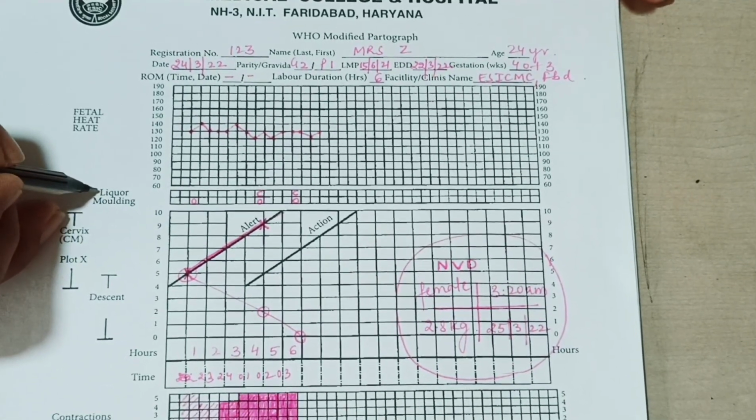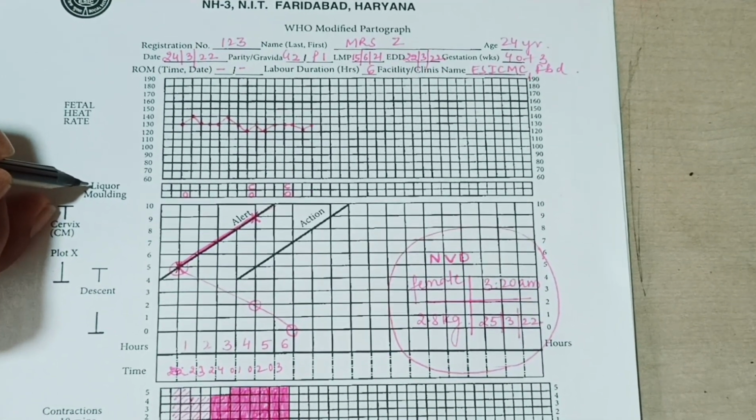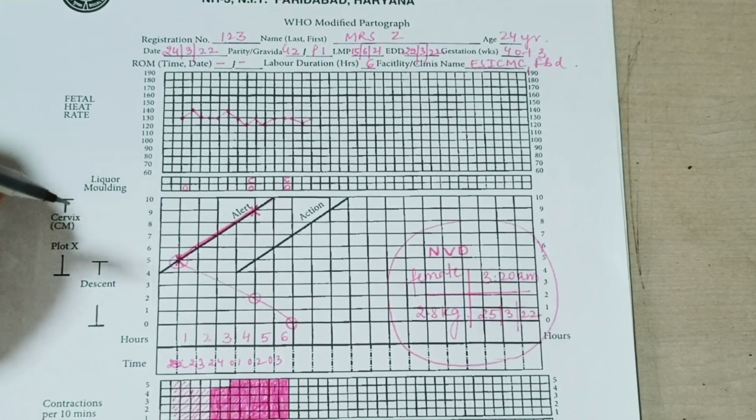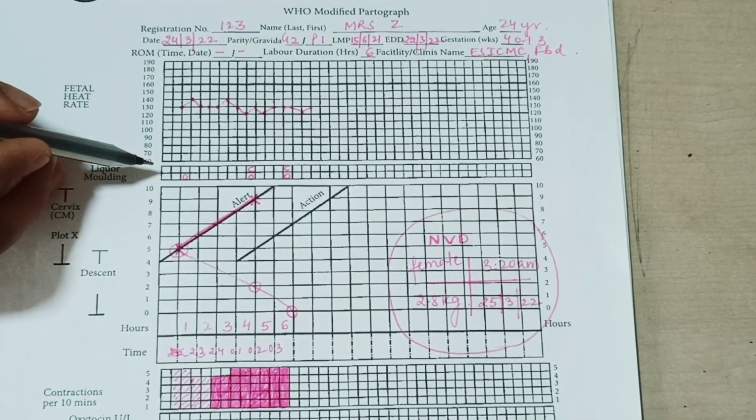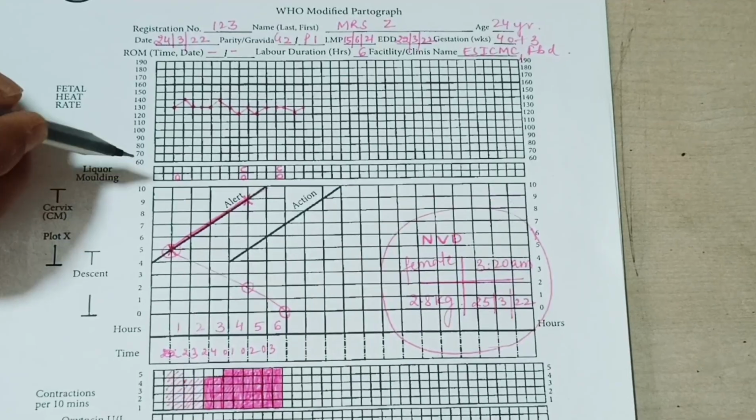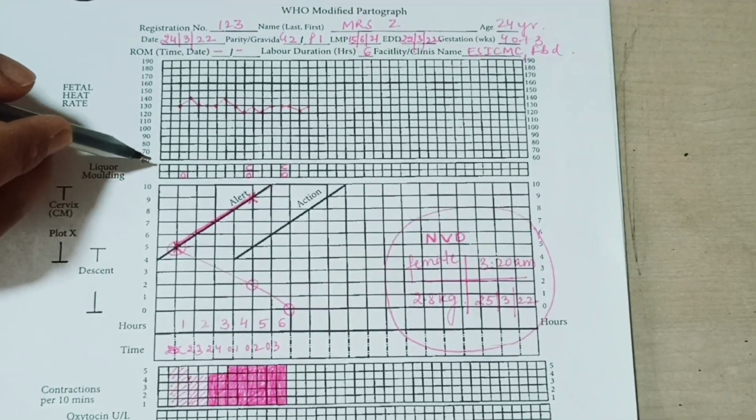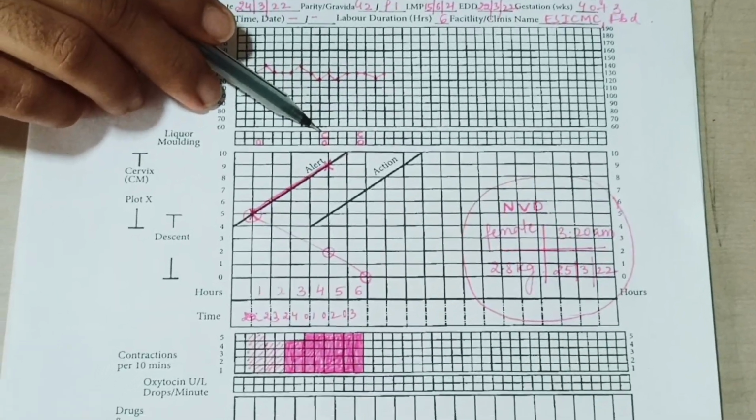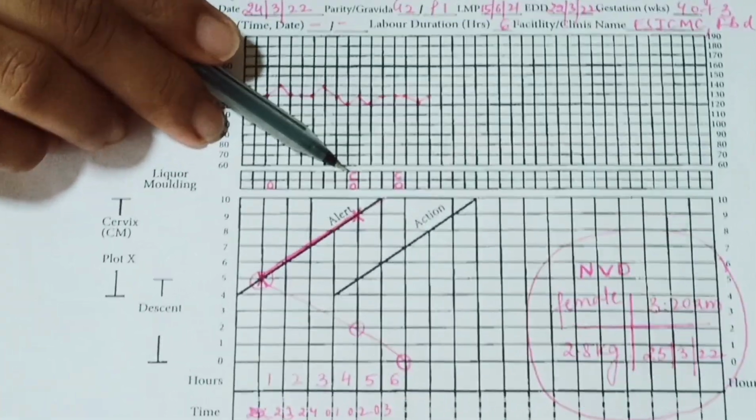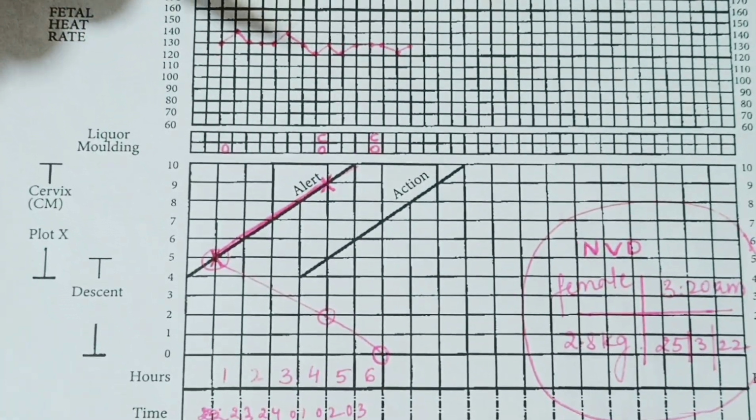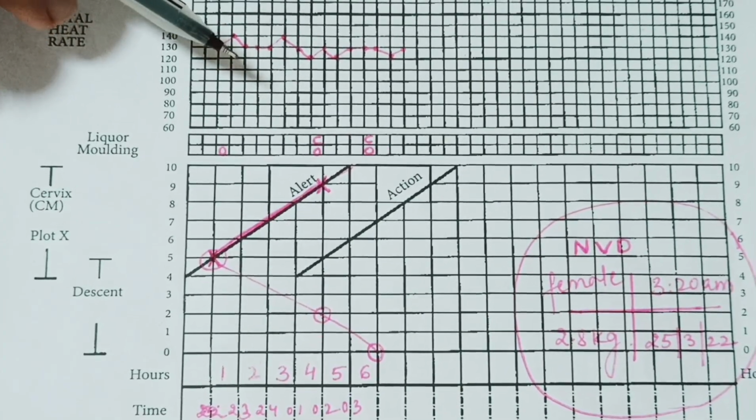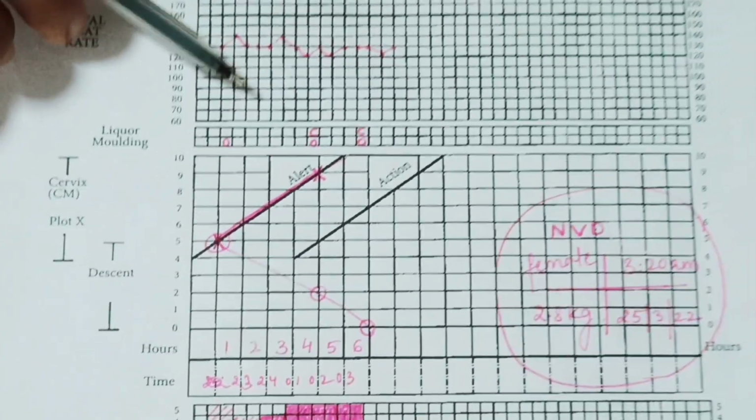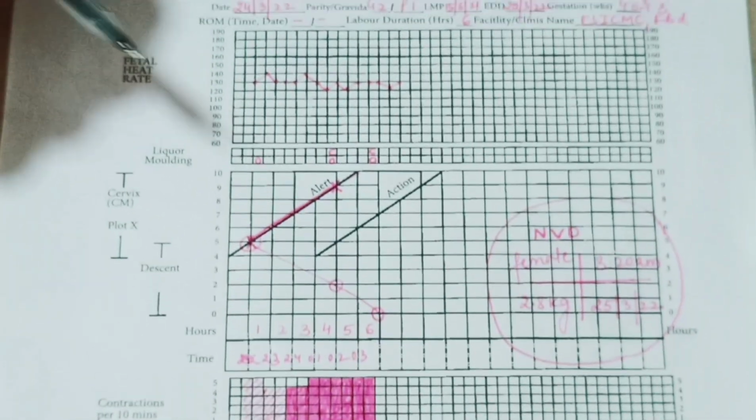If the membranes are intact and there is no liquor visible, then you will write N, that is no liquor. If the membranes are ruptured, then you have to comment upon the color of the liquor. If it is clear, like in this case, it is written C. If it is meconium stained, we will write M. If it is blood stained, we will write B. And so these are the findings.